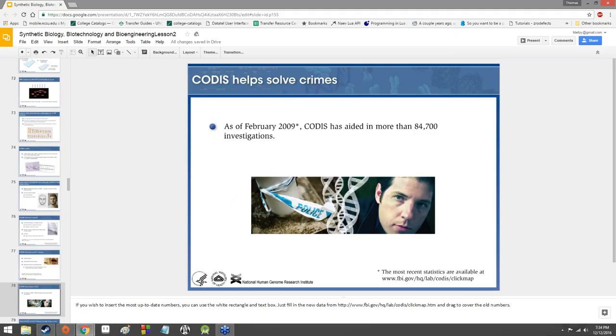As of February 2009, CODIS has aided in more than 84,700 investigations. It's a lot.